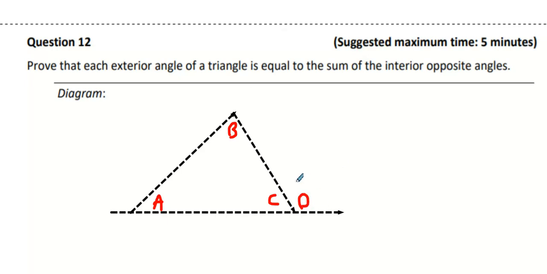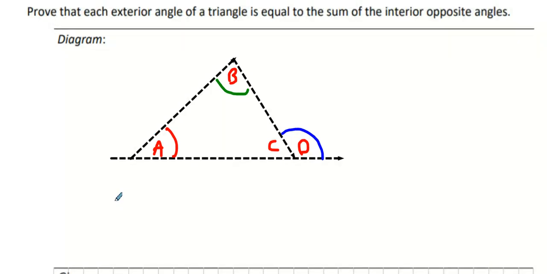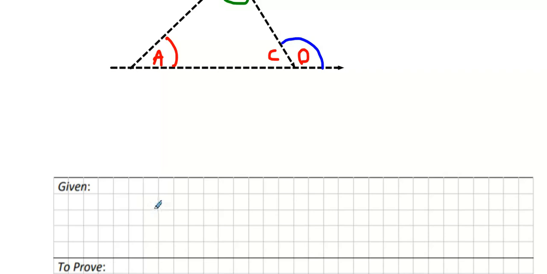Now what we want to prove is that angle D equals angle B plus angle A added together. So what we're going to write down is the given. Sorry, is this part in the given step yet? Oh, sorry, it's in the given step. So we have to write: given a triangle with angles labeled A, B, and C.